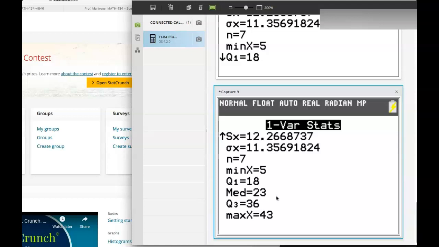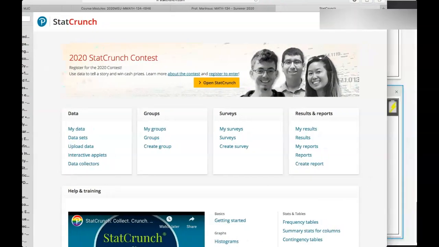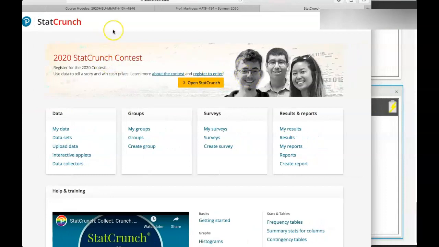Okay, now I want to try the same thing for the same data set using StatCrunch. So let's use StatCrunch. Type in StatCrunch and sign in using the same username and password that you have on Pearson. Now open this one, open StatCrunch. So I'm not entering our groups. I'm just using this, open StatCrunch.